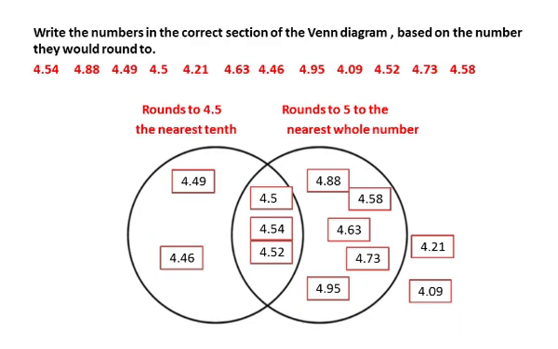But some numbers go right in the middle, like 4.5, 4.54, 4.52. These three numbers, when we round to the nearest tenth, are 4.5, and when we round to the nearest whole number are 5. So we write them in the middle place. Two numbers go right outside, because these two numbers do not round to 4.5 at the nearest tenth, and do not round to 5 at the nearest whole number. So we write them outside of the Venn diagram.